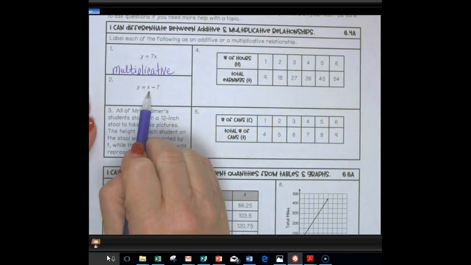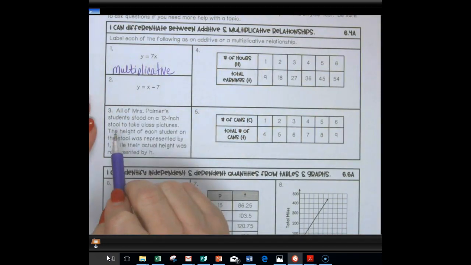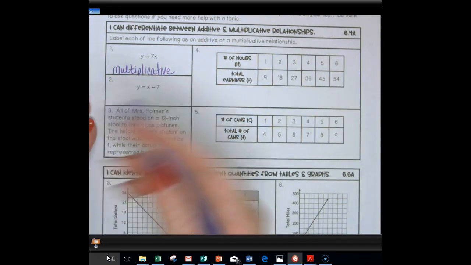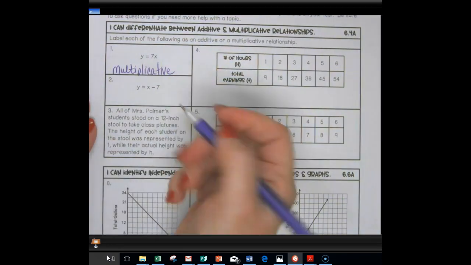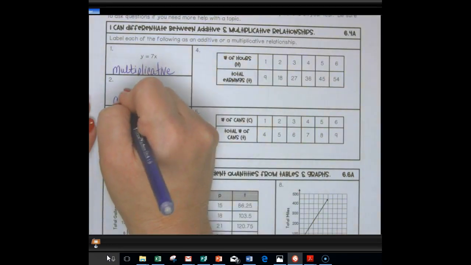y equals x minus 7. This is a subtraction, but with subtraction, it falls in the additive.